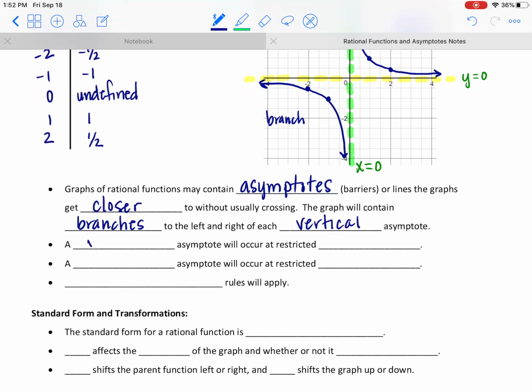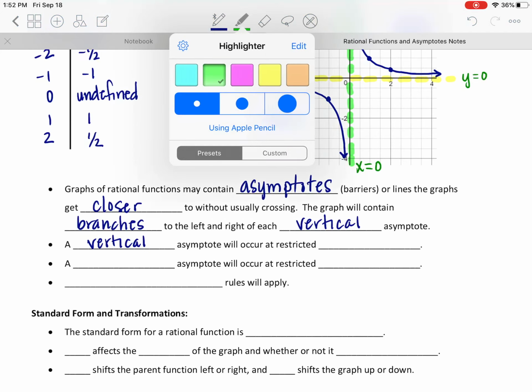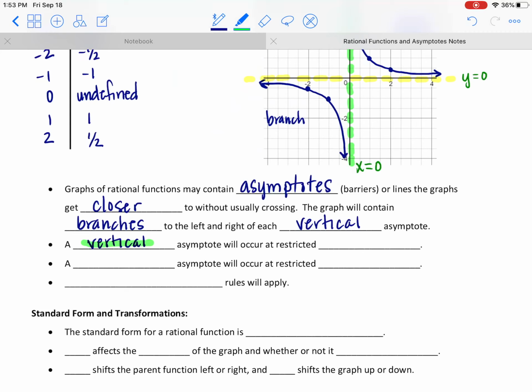Okay. Now, why did we end up with a vertical asymptote? So which one was vertical? Vertical was the one going up and down. That's the green one there. Why did we end up with that vertical asymptote? Well, because there was a value of x that we couldn't get to, right? That we could not plug in. So vertical asymptotes in general will occur at restricted x values. If there are any values of x that are going to make our denominator equal 0, we know those are restricted, and those restrictions cause these vertical asymptotes in our graphs. So then why do we end up with horizontal asymptotes?